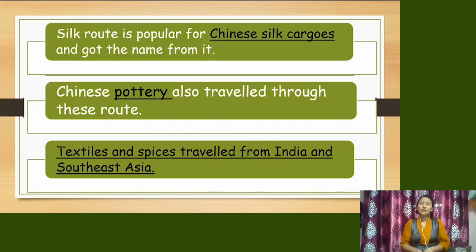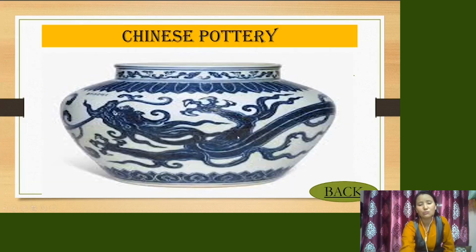But it doesn't mean that the Silk Route is popular only for the transportation of Chinese silk. A large number of other goods were also transported through this Silk Route. For example, Chinese pottery, right? So Chinese pottery was also transported through this route to other countries.